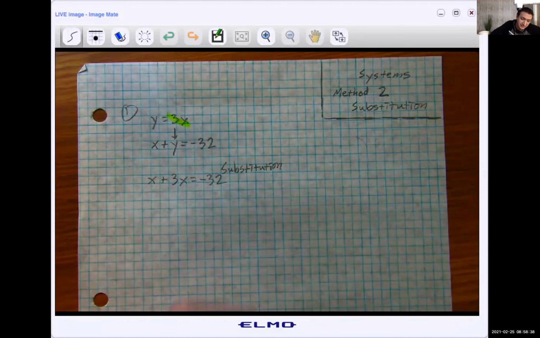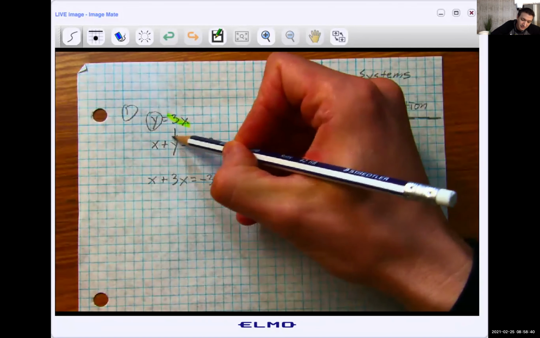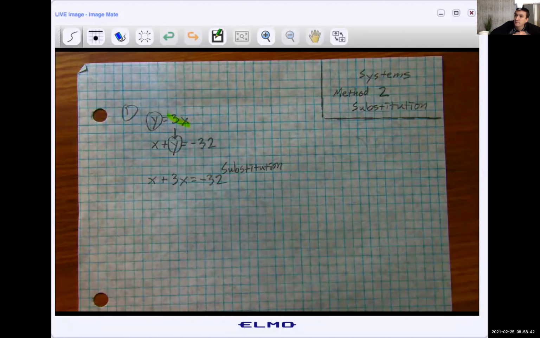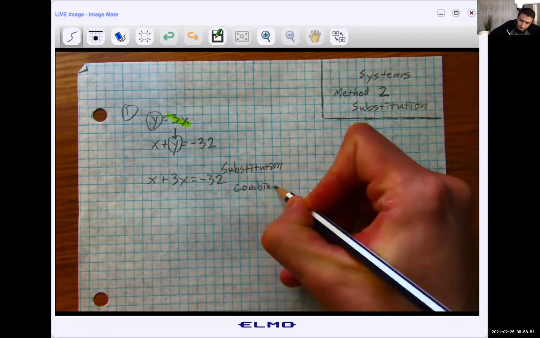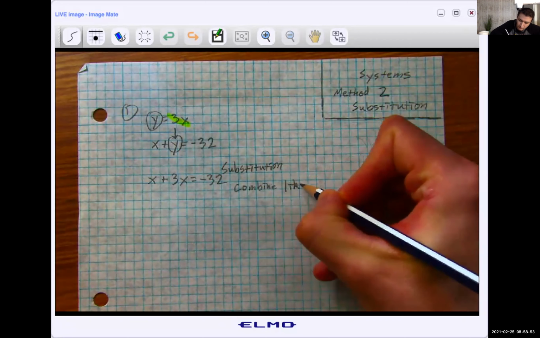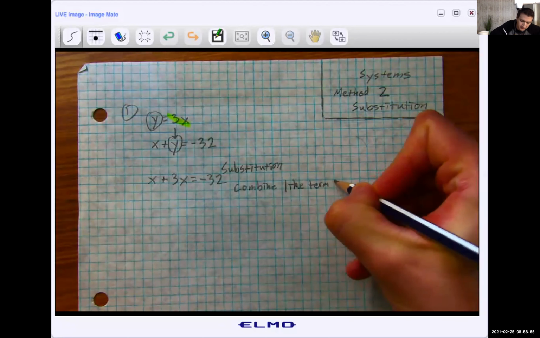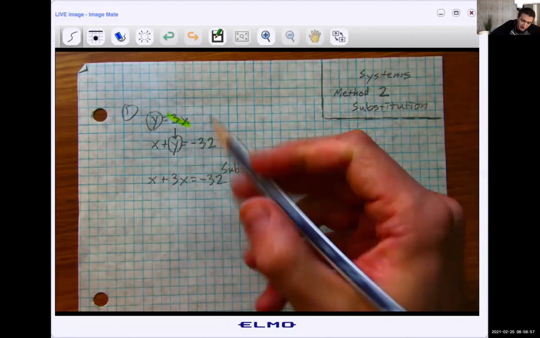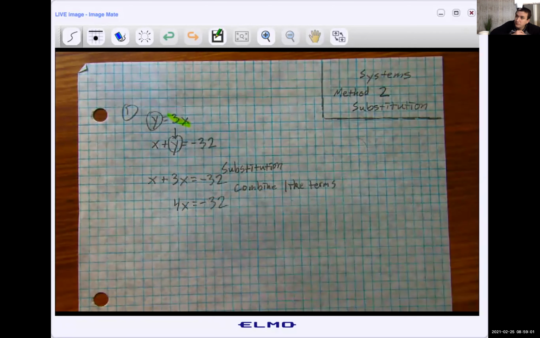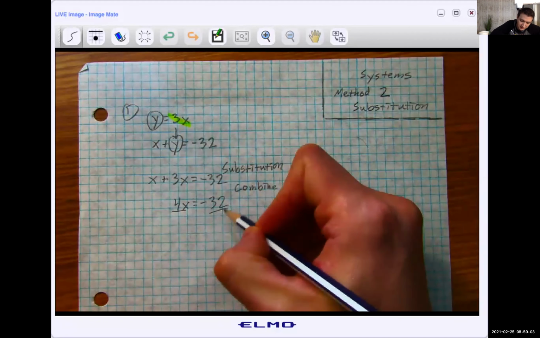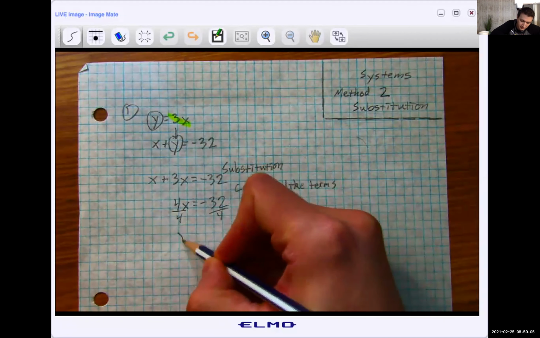You can do that because these y's are the same thing. Okay, and now, hey, look at that. We just have one variable. So let's combine like terms. If we have one x and 3 more of them, then that means we have 4 x's. And now we divide both sides by 4 to get the x all by itself.